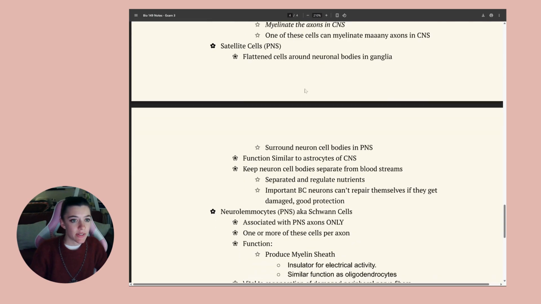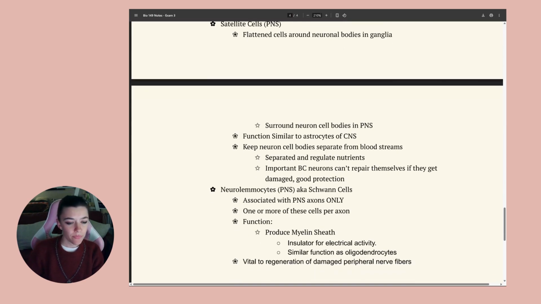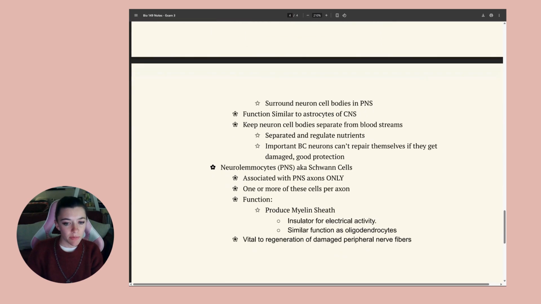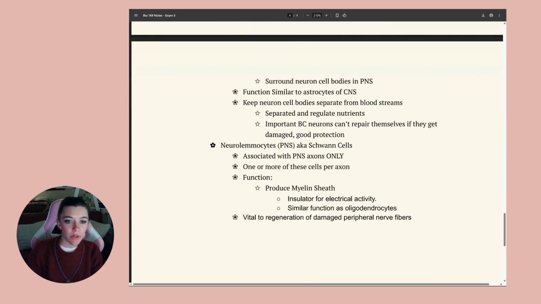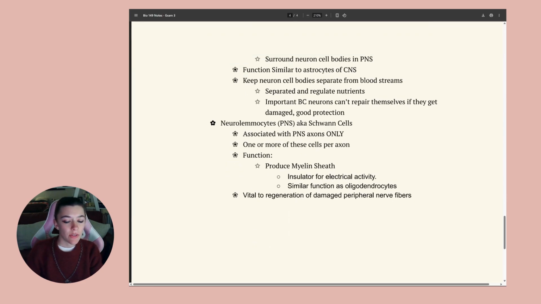Next, satellite cells in the peripheral nervous system. These are flattened cells that are around neuronal bodies in the ganglia, and they surround neuron cell bodies in the peripheral nervous system. They function similar to the astrocytes of the central nervous system. They keep neuron cell bodies separate from the bloodstream. They separate and regulate nutrients. They're pretty important because neurons can't repair themselves if they get damaged, so they're very good at protecting.